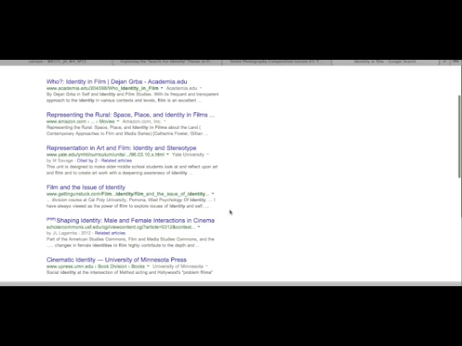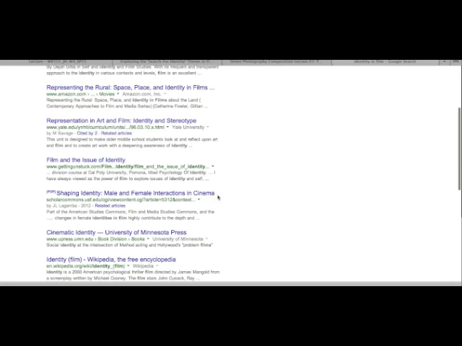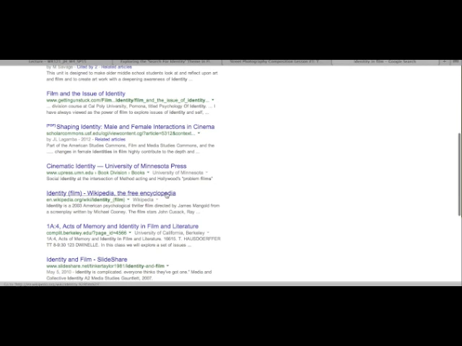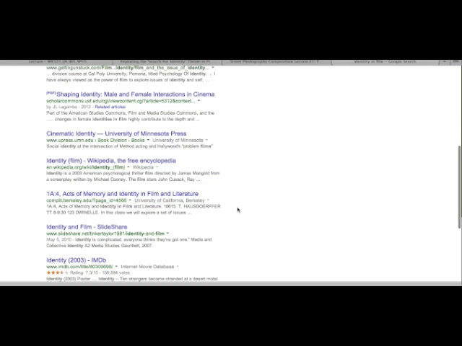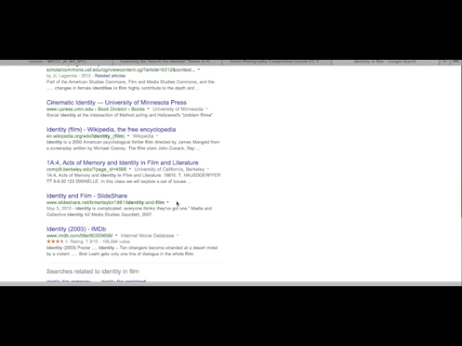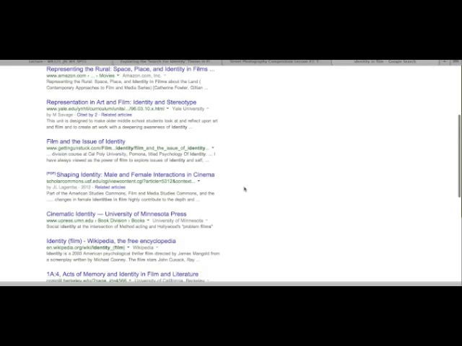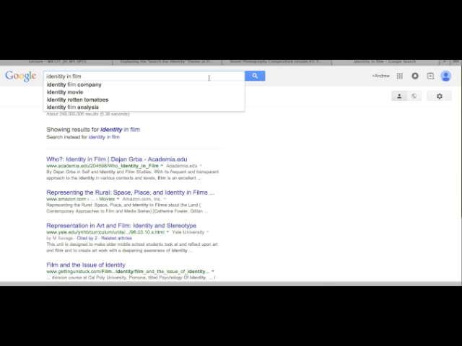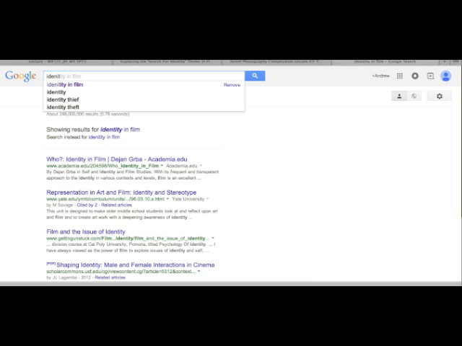There's one down here which is a PDF, which is pretty serious, I suppose. Shaping Identity, Male and Female Interactions in Cinema. So it looks like there are some great places to start here. There are some books, not the film. So some good options come up, even though there are so many actual movies. Let's see, let's do identity and gender.